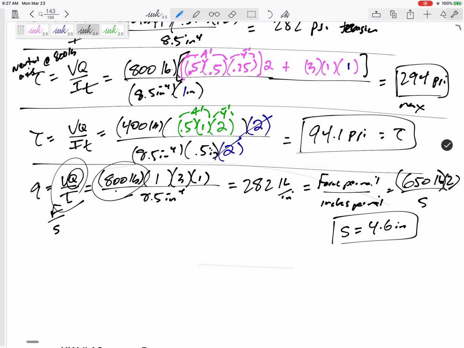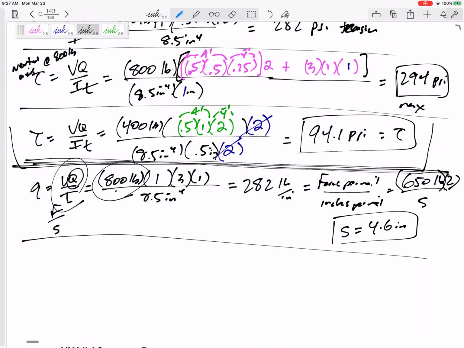Okay, this part right here is shear flow. You don't have to know this. This is just extra. Everything above here, though, you do need to know. But everything below here is just extra. Shear flow is good to kind of get the spacing of the nails to figure out the shear force at the interface where the boards are being nailed together.